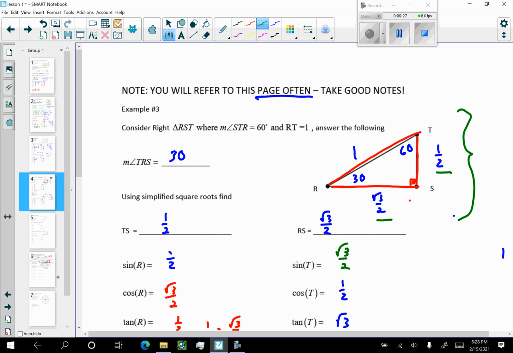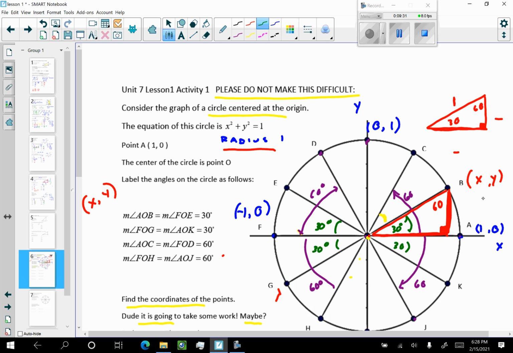So I can go back here to my diagram. Hey, what's this x value? This x value, the long leg, is square root of 3 over 2. The short leg is 1/2. That's the coordinate of this point B.